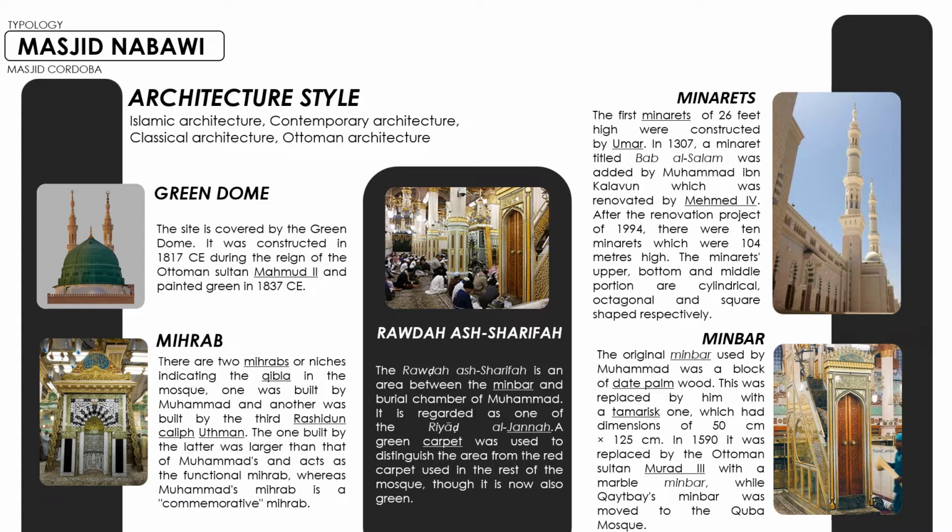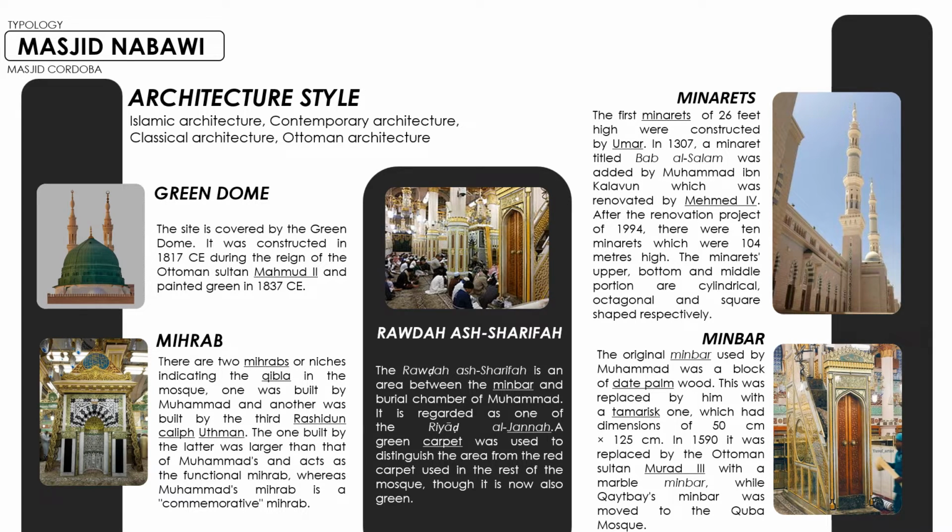The third one is Raudah Ash-Sharifah. The Raudah Ash-Sharifah is an area between the minbar and burial chamber of Muhammad. It is regarded as one of the Riyadh al-Jannah. A green carpet was used to distinguish the area from the red carpet used in the rest of the mosque, though it is now also green.